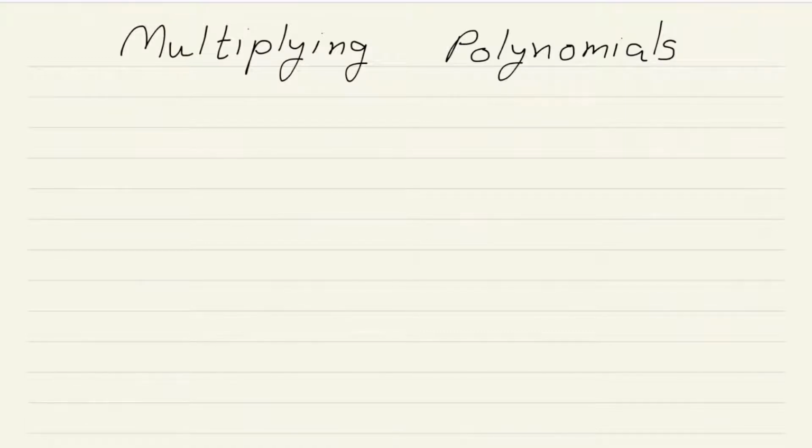Today we are going to talk about multiplying polynomials. Let's review how exponents work, and remember the letters we use in algebra, they are just unknown numbers.